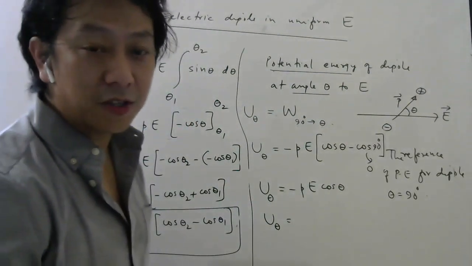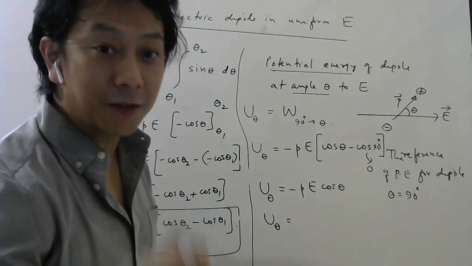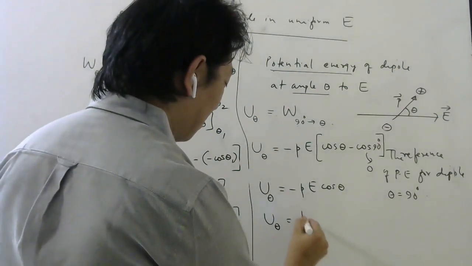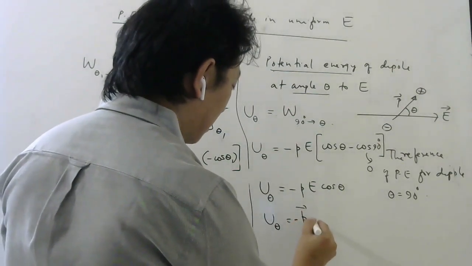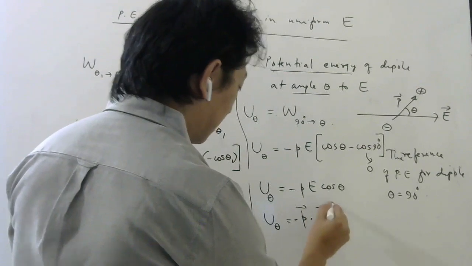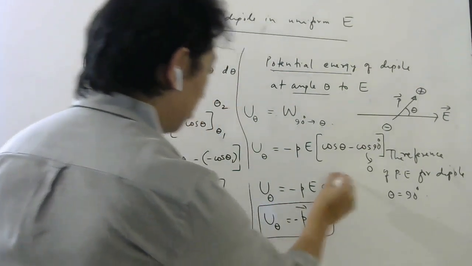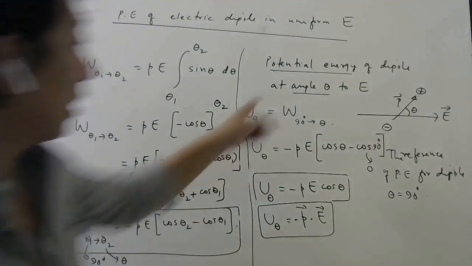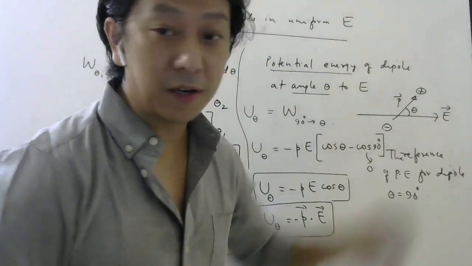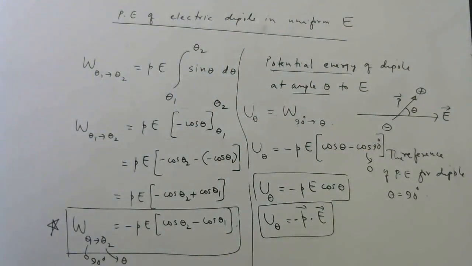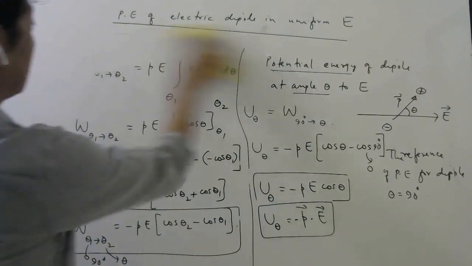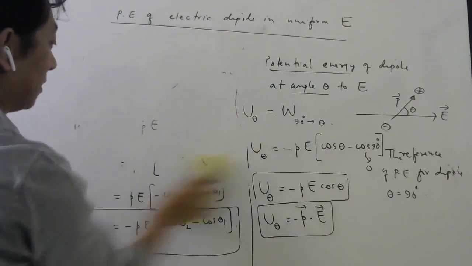So AB cos theta we can write as A bar dot B bar. So this is minus P bar dot E bar. This is the formula for the potential energy of a dipole at angle theta with respect to the electric field. Now based on this, let us see some simple 1-mark questions.